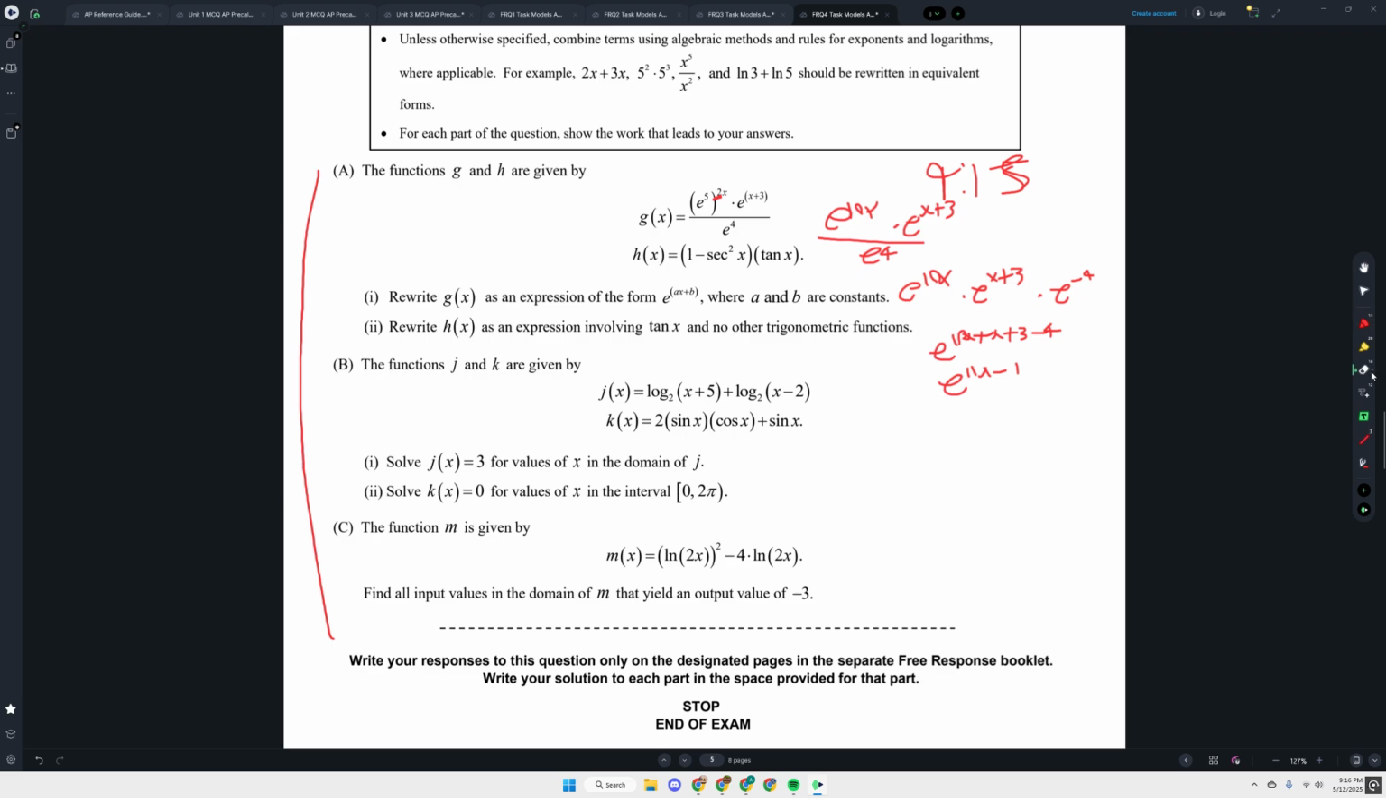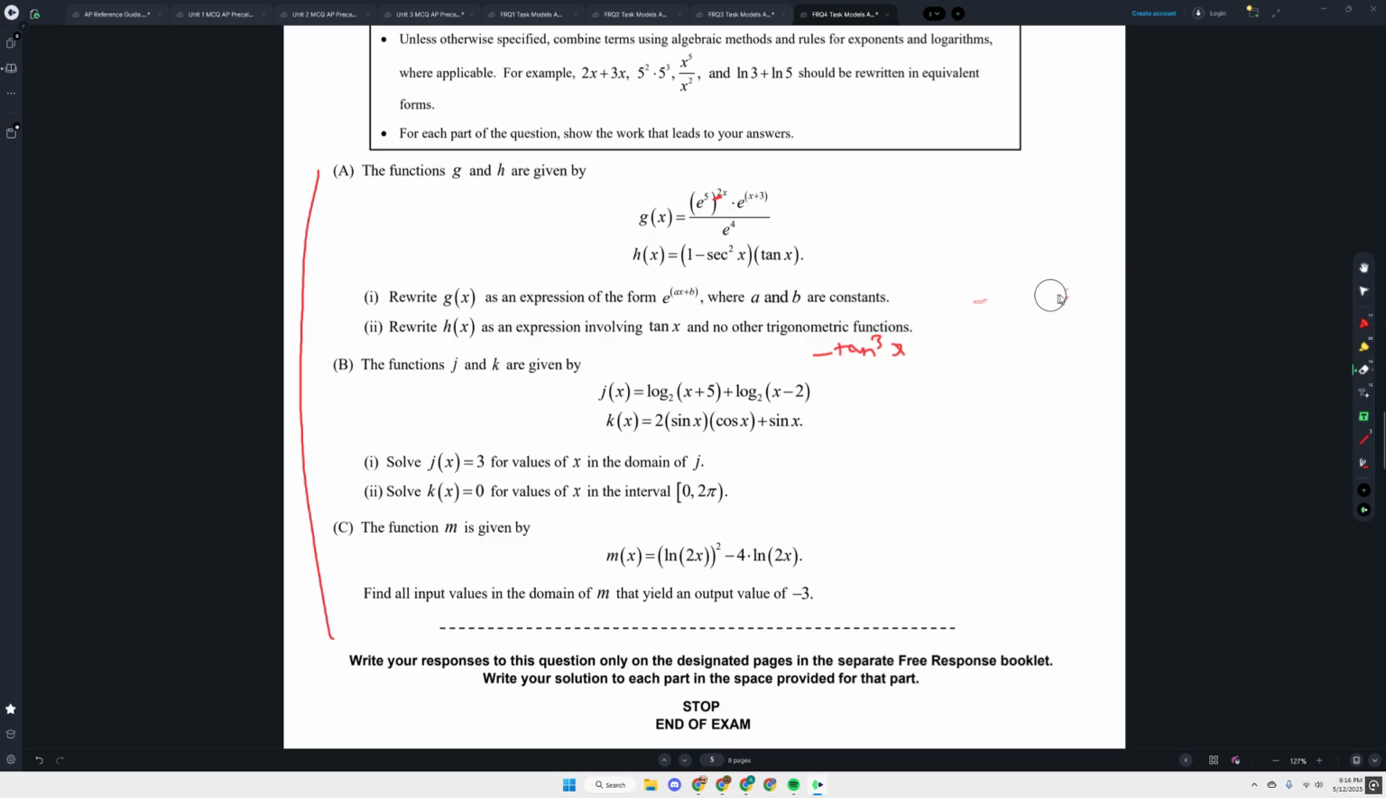Makes sense? I have to erase it so I can do the next one. The next answer, for A2, is negative tan to the third x. Any questions on this one? Can you show the work for that?